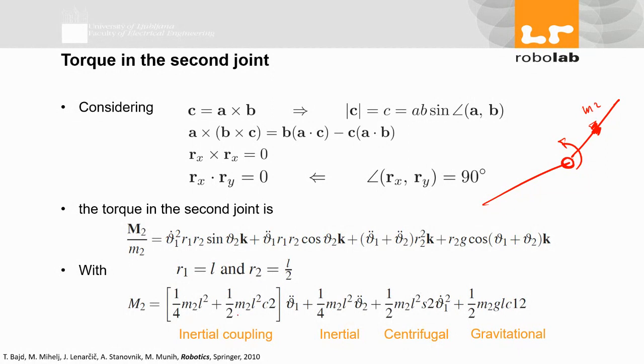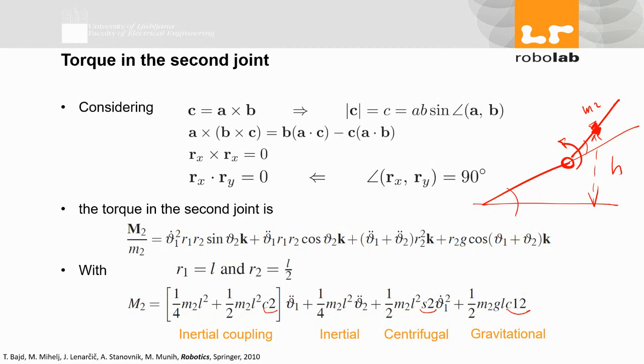So I have mass 2, and angle 2. This is cosine of theta 2, sine of theta 2, and cosine of theta 1 plus theta 2. Why do I have cosine of theta 1 plus theta 2? Because of gravity. These angles together define the height, or the movement, of the mass of the second link.